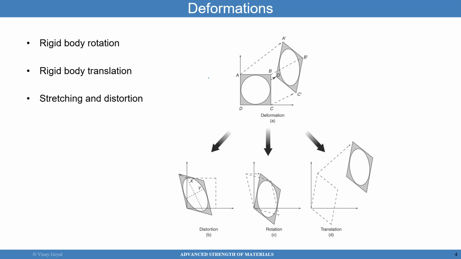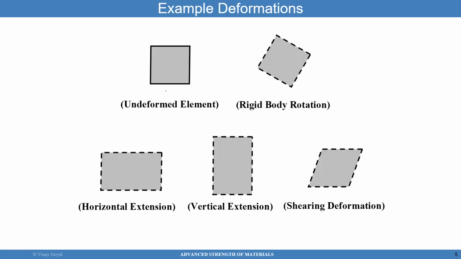Here in the next slide, I show you the different things that could occur. So I have an undeformed element here. If I rotate a rigid body, this will have no strain. If I now stretch it horizontally, it's going to have strain, probably more in the horizontal direction. If I strain it in the vertical direction or apply load in the vertical direction, it's going to stretch in the vertical direction. So it will develop strain in that direction.